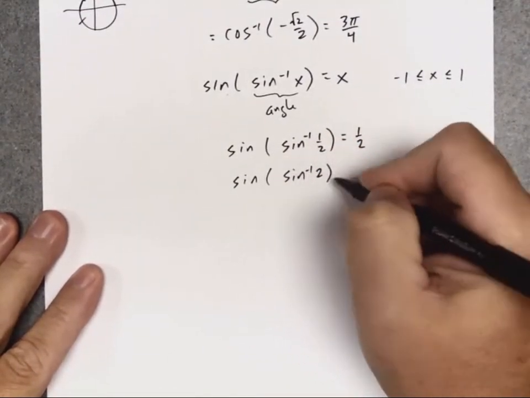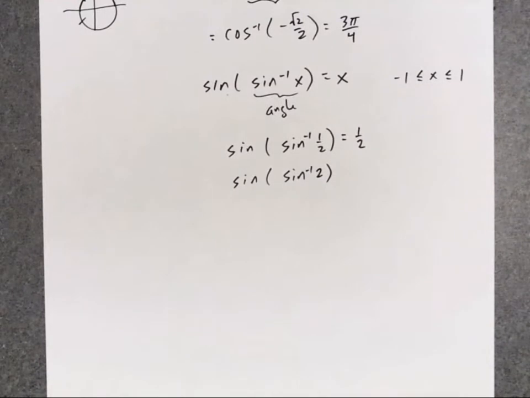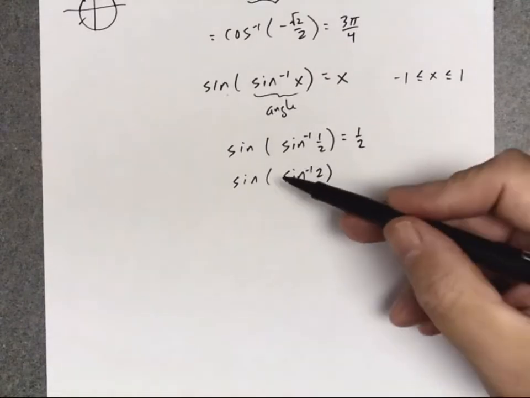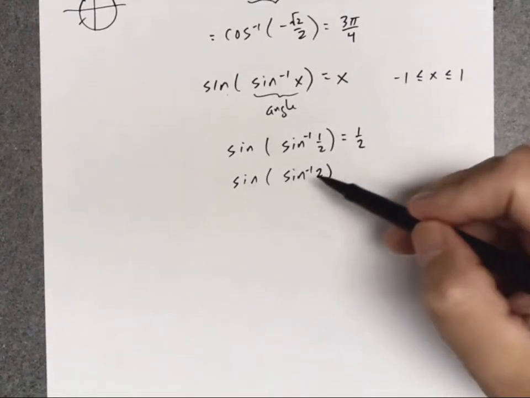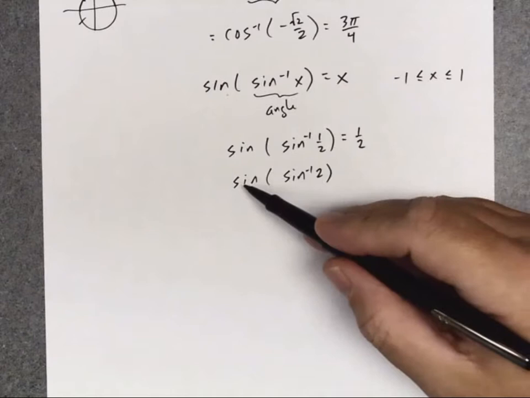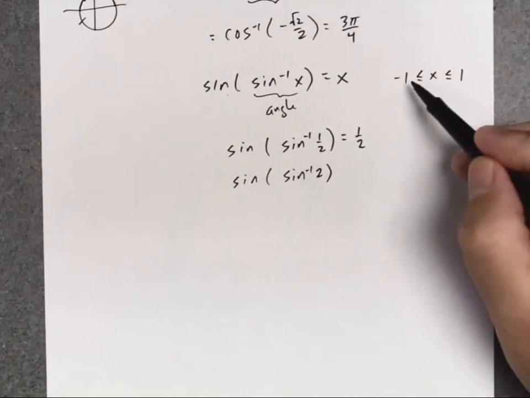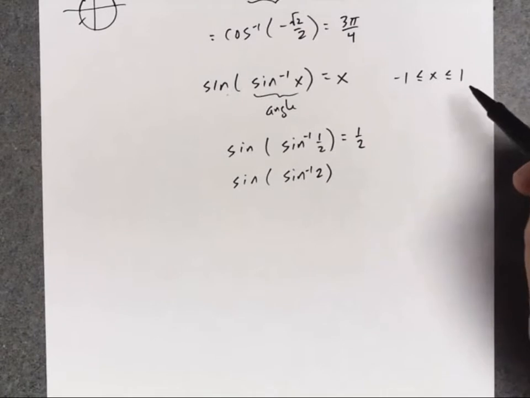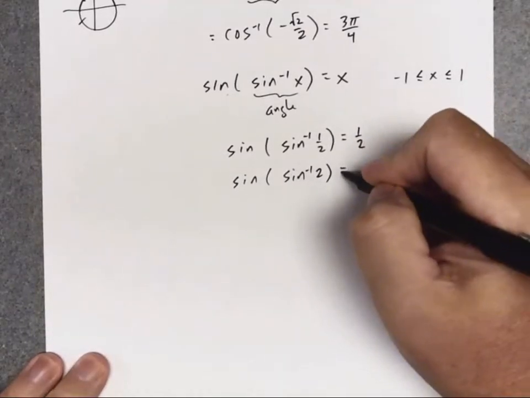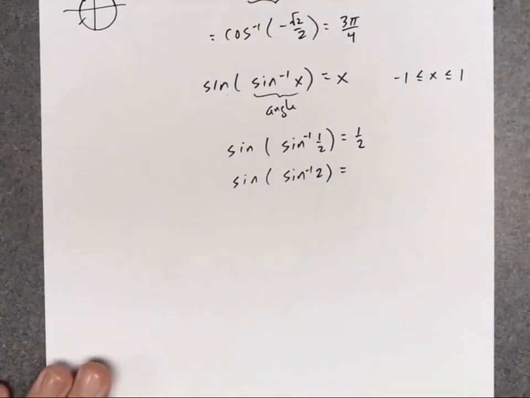Now I'm going to do this problem according to the rule, but then I want to talk about it because you can see why this makes sense. So now I say, okay, here's the second problem. Can I use the cancellation rule? Well, the sine and the inverse sine cancel out. Here's my number 2. Is it between -1 and 1? It is not.